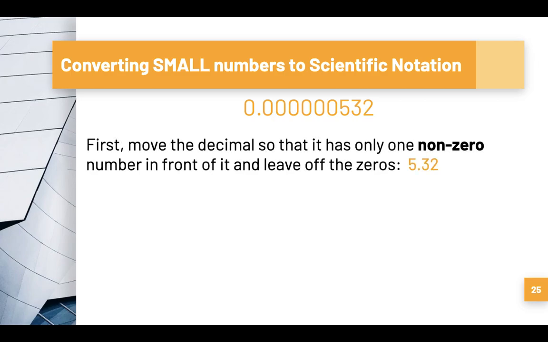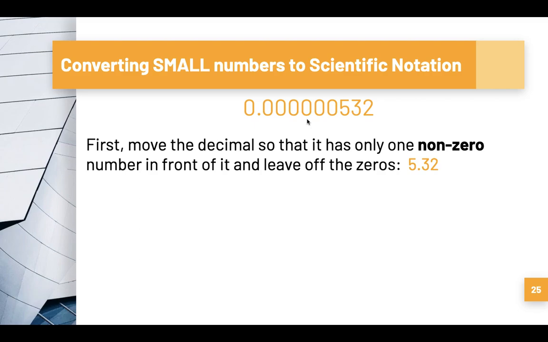So we want to convert this into scientific notation. I want to move my decimal so that it has only one non-zero number in front of it and leave off all the zeros. So our decimal is going to fall between the 5 and the 3. So it'll be 5.32. Now notice this is a tiny number. And how do we know it's a tiny number? It's because there's zeros in front here.